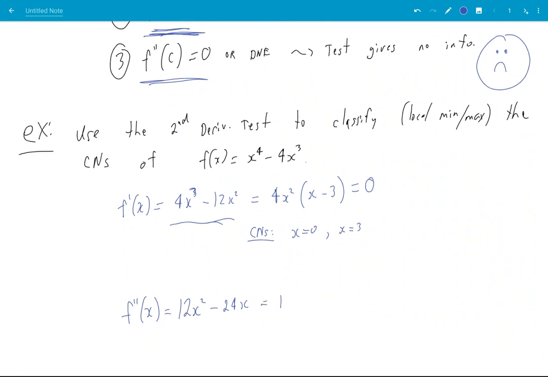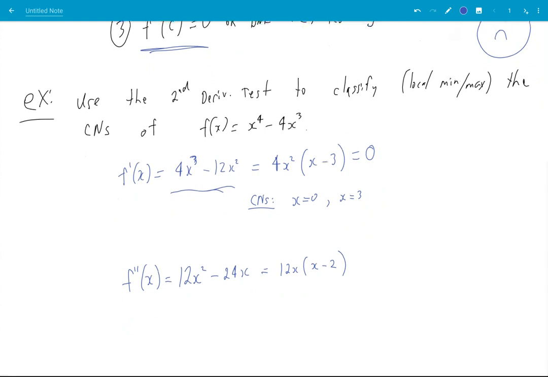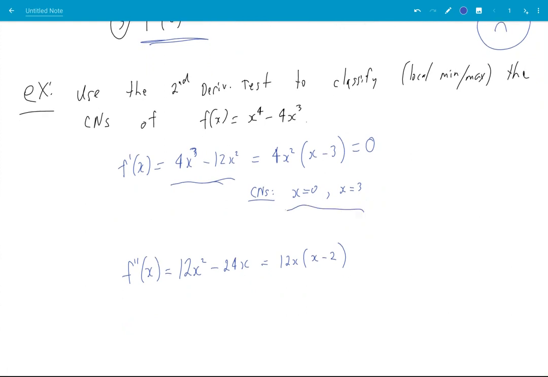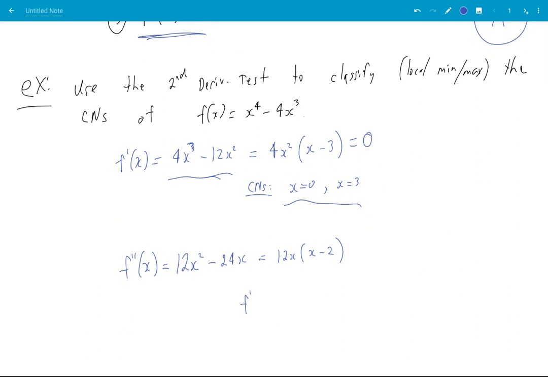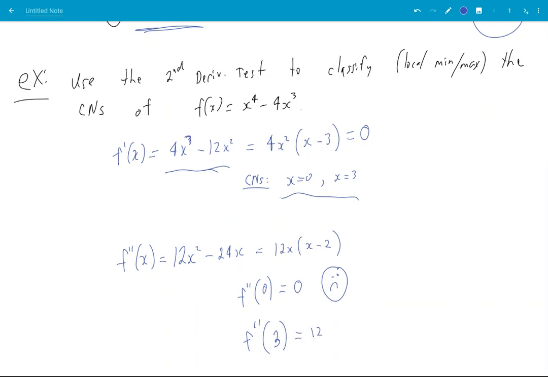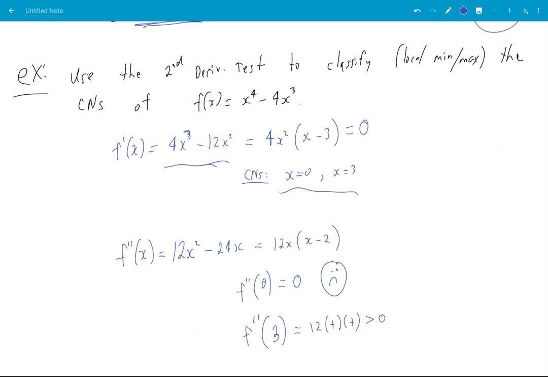Okay, it's easiest to work with a factored form here: 12x times x minus 2. So what I'll do now is take my two critical numbers and plug them into my second derivative. So f double prime of 0 is 0. That's not good. That's my case 3. But f double prime of 3 is 12 times a positive times a positive, which is positive.